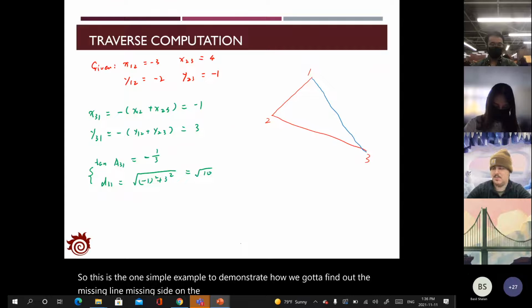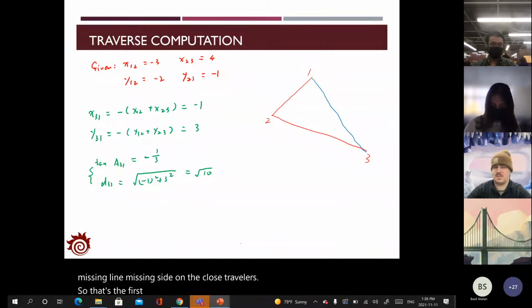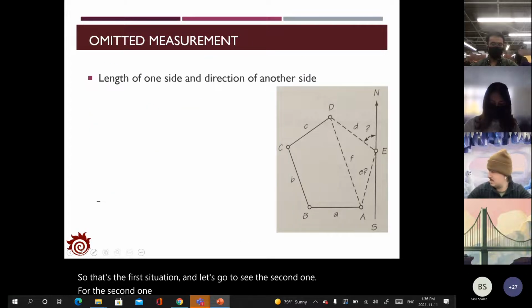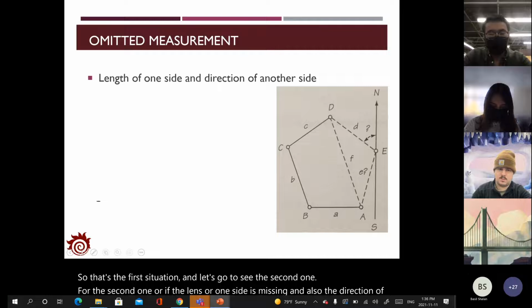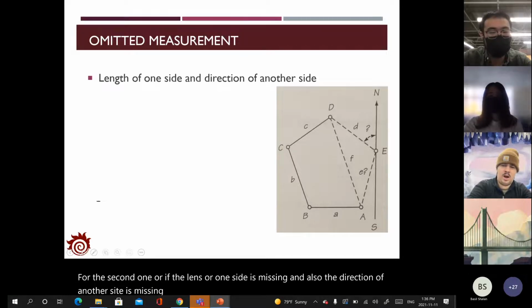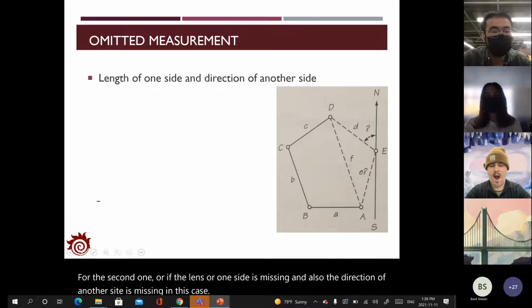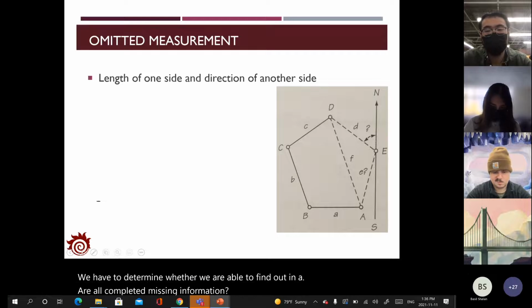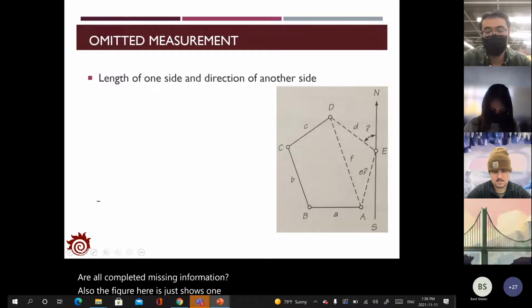Okay, so that's the first situation. And let's go to see the second one. For the second one, if the length of one side is missing, and also the direction of another side is missing, well, in this case, we have to determine whether we are able to find out or complete the missing information. So the figure here just shows one example about this situation.